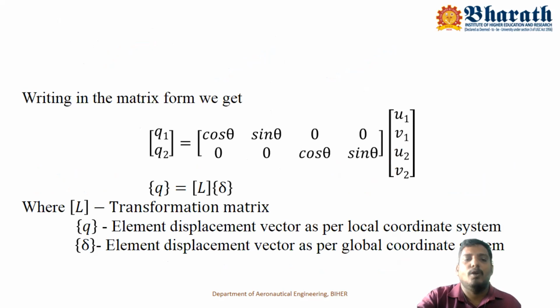So with the above equations, I write in matrix form: we get Q1, Q2, which indicates the nodal displacement in the local coordinate system. Then we get the matrix with rows cos theta, sin theta, 0, 0 and 0, 0, cos theta, sin theta, multiplied by U1, V1, U2, V2, which indicates the element displacement as per the global coordinate system. That is simply written in matrix form: the matrix Q is equal to L times del, where L is nothing but the transformation matrix.